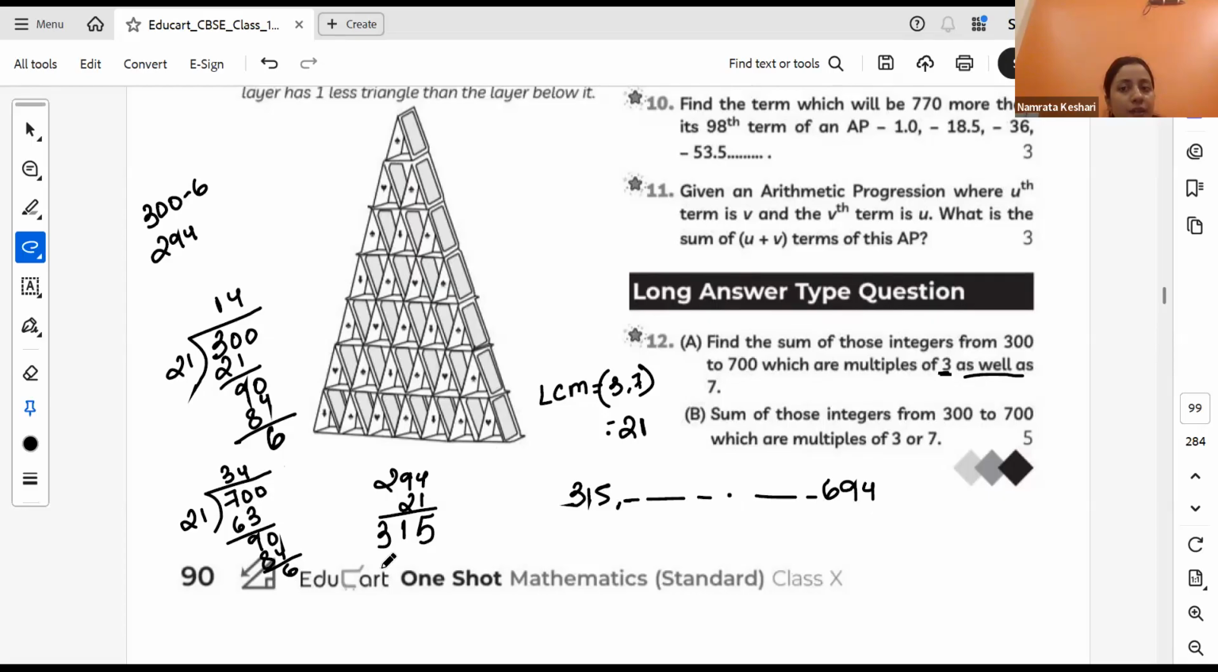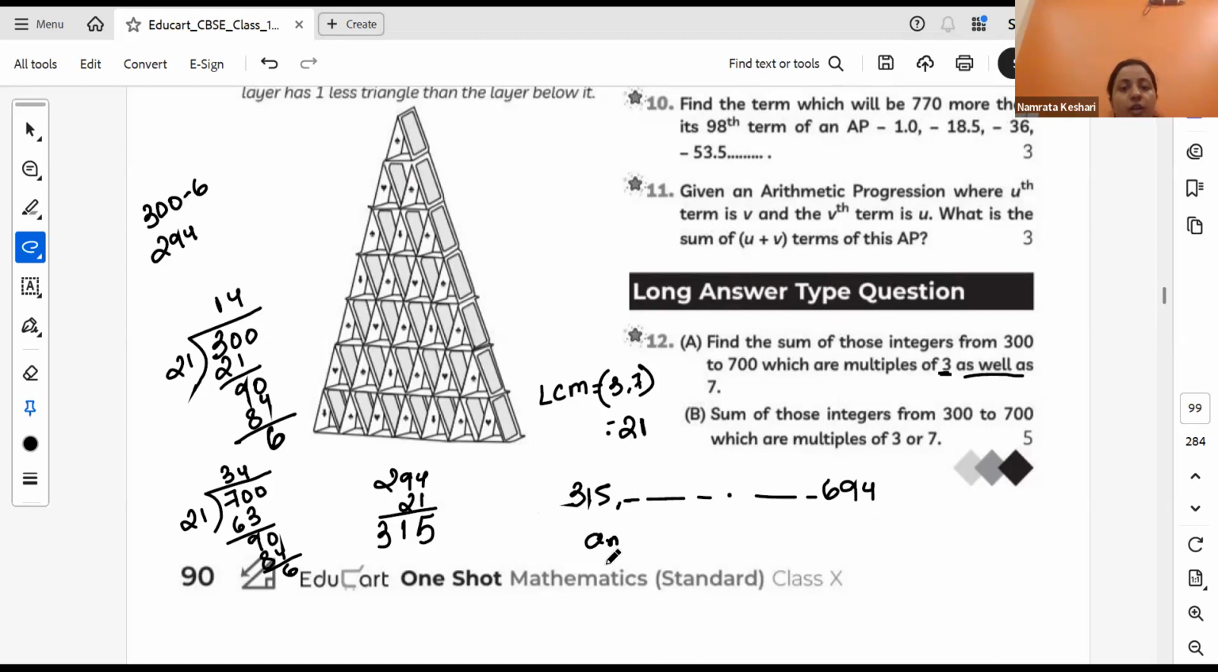We have an AP where the common difference is 21. Now we just need to find the sum of all the terms. For finding the sum of all the terms, we need to use the sum formula. Sn is equal to n by 2 into 2a plus n minus 1 into d, or the last term formula also you can use. But do we know n? No. So at first we need to find the number of terms over here, right?